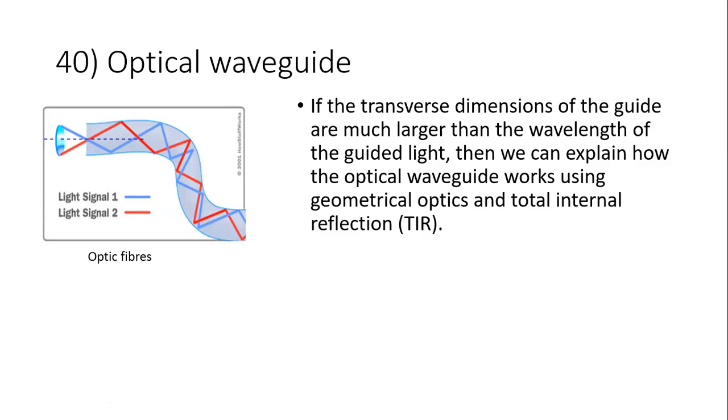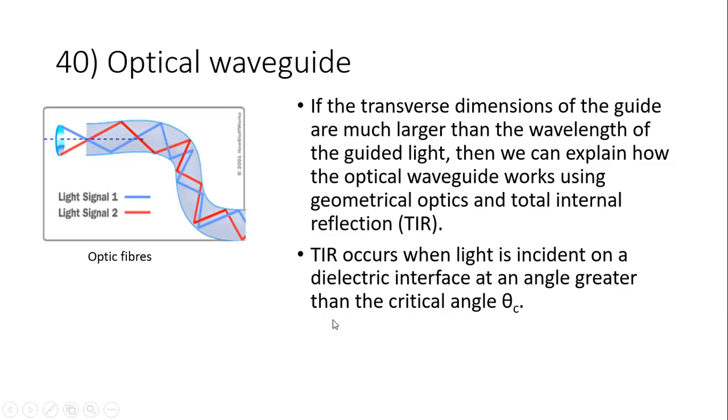If the transverse dimensions of the guide are much larger than the wavelength of the guided light, then we can explain how the optical waveguide works using geometric optics. That's why we have done that. We have shown you previously how total internal reflection occurs for the light. Total internal reflection occurs when light is incident on the dielectric surface at an angle greater than the critical angle. Right? Refer to your notes earlier. I'm just summarizing for you.